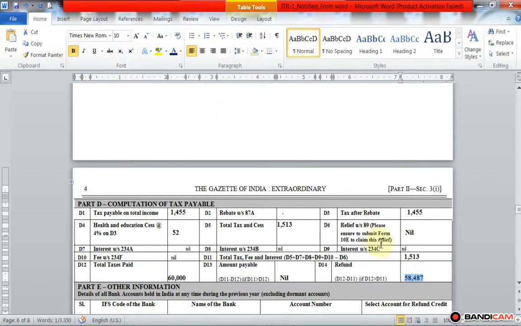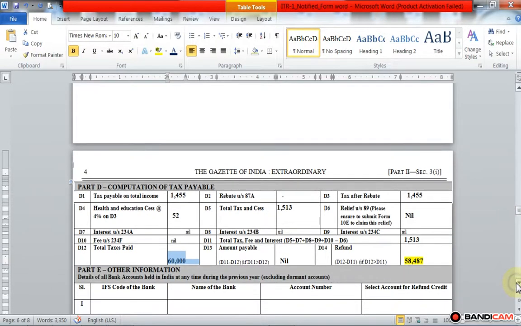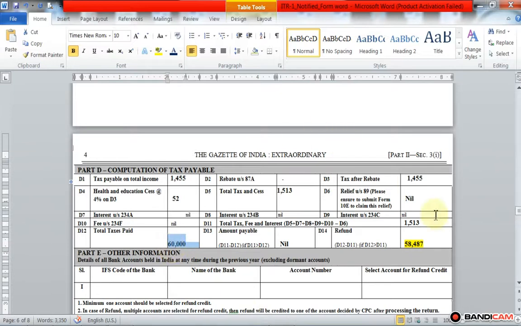Got it? How to compute tax on the total income. Okay, so here we compute a refund amounted to rupees 58,487. If tax is not paid by the SSC and the tax paid is nil, then we tax payable amounted to rupees 1,513. Got it? Here SSC paid excess tax. Okay, tax liability for the assessment year 2020-21 is 1,513 and SSC paid a tax of 60,000. So here the SSC will get a refund of rupees 58,487.